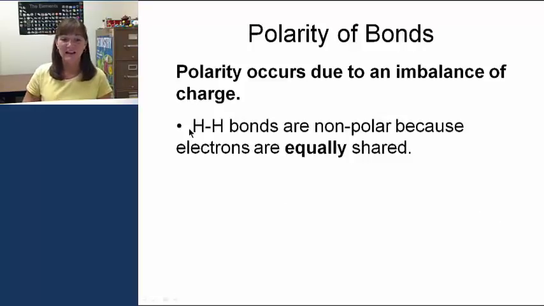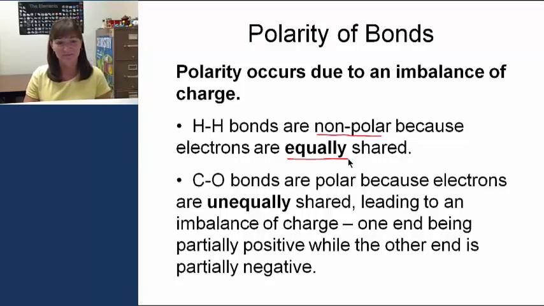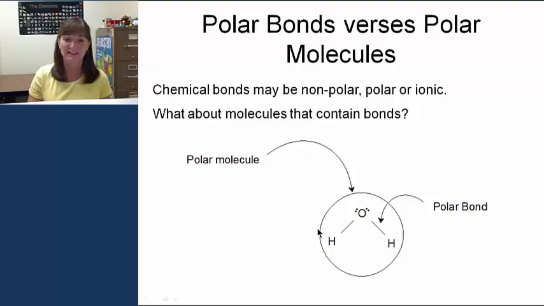Hydrogen-hydrogen bonds are considered nonpolar because the electrons are equally shared. I can't stress that enough. Nonpolar, the electrons are equally shared. If we looked at a carbon-oxygen bond, that's going to end up becoming polar because the electrons are unequally shared. So that's going to lead to what we call an imbalance of charge. The charge is going to shift, and one end is going to become partially positive and the other end is going to be partially negative.